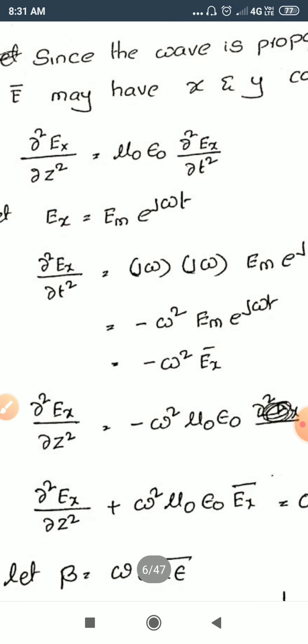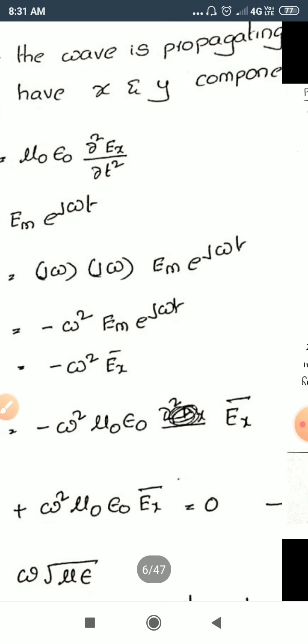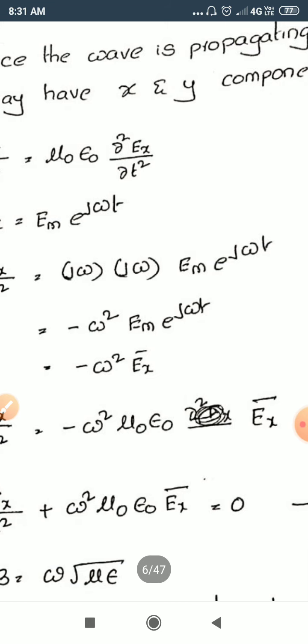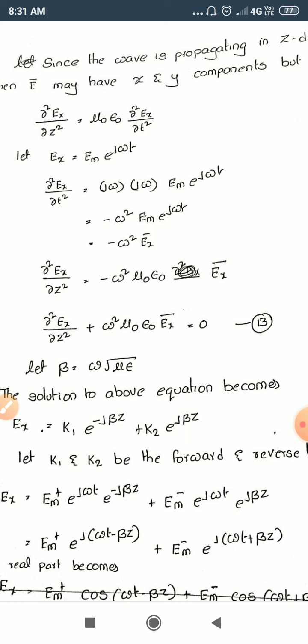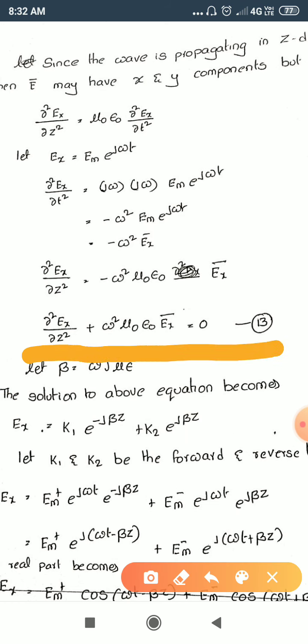Finally we substituted into this equation, so we got minus omega square mu naught epsilon naught Ex. Now take this term to the other side, with the negative sign, and this will be equal to 0. So we got equation 13. Is it clear how we got equation 13? Go through the notes and it will be clear. It is simple differentiation only. Take care of the symbols, each thing.